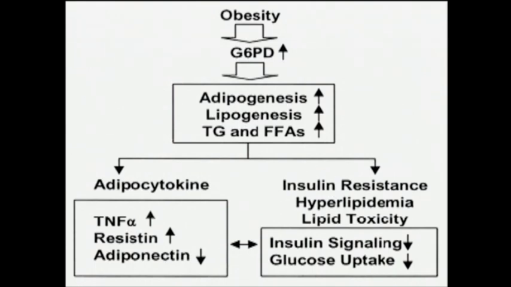First, it leads to adipocytokine activation. We see increased tumor necrosis factor, increased resistin, along with decreased adiponectin. At the same time, we see hyperlipidemia, lipid toxicity, and eventual insulin resistance. As the resistance increases, we see decreased insulin signaling and decreased glucose uptake. And this insulin signaling and glucose uptake is made even worse by the increase in oxidative stress.